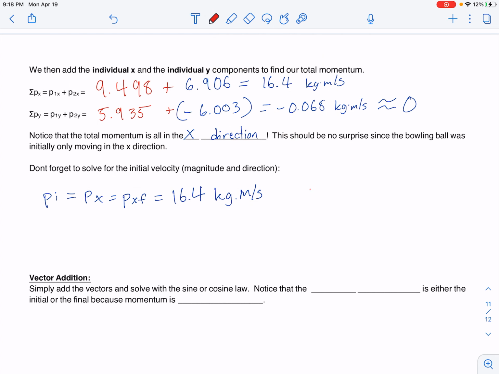Now, once again, I know my momentum formula is momentum equals mass times velocity. I'm trying to solve for velocity, so I get velocity equals momentum over mass. Found my momentum total, divided by my mass. I get an initial velocity for my bowling ball of 4.1 meters per second east.